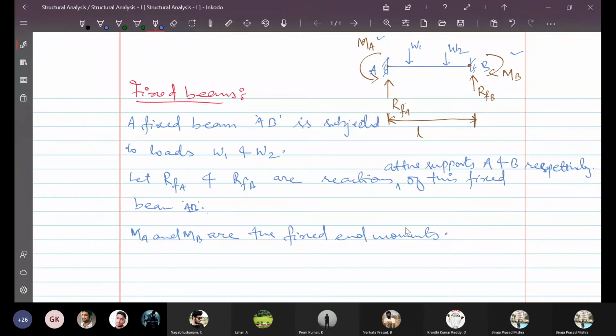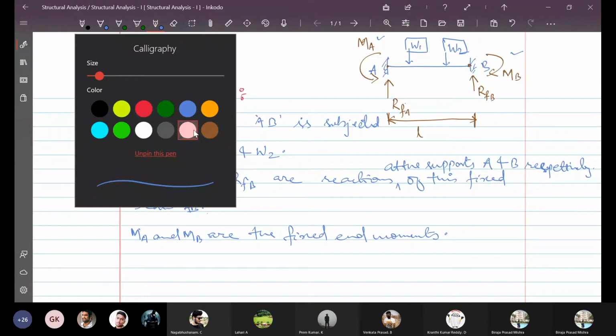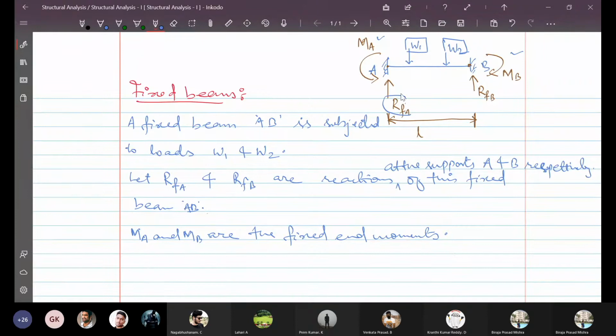Okay, now the analysis. Whenever a question or a problem is given, generally W1 and W2 will be given, and the distances between all these things will be given. Now what are the unknowns? The unknowns in this question will generally be RFA, RFB, MA, and MB.